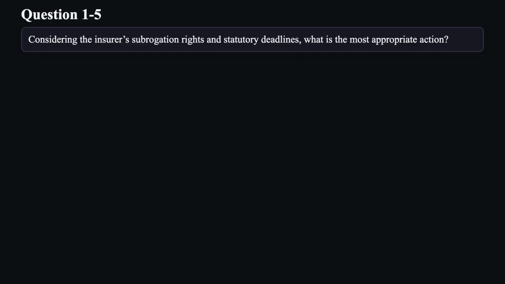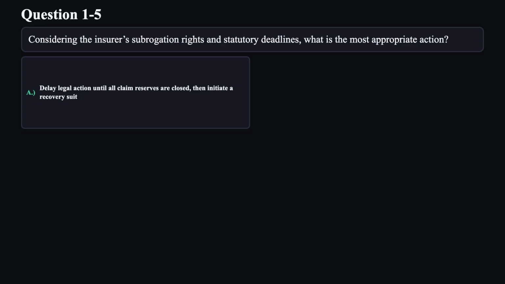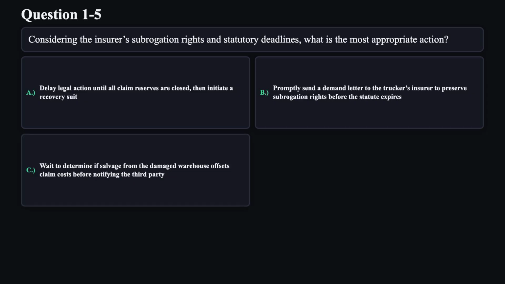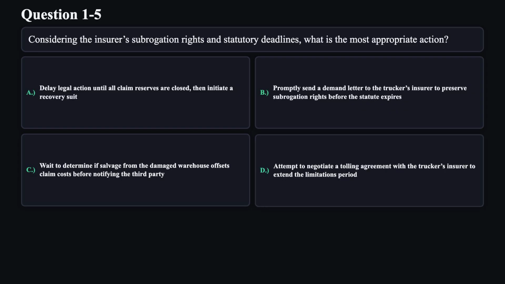Question 5. Considering the insurer's subrogation rights and statutory deadlines, what is the most appropriate action? A. Delay legal action until all claim reserves are closed, then initiate a recovery suit. B. Promptly send a demand letter to the trucker's insurer to preserve subrogation rights before the statute expires. C. Wait to determine if salvage from the damaged warehouse offsets claim costs before notifying the third party. D. Attempt to negotiate a tolling agreement with the trucker's insurer to extend the limitations period.